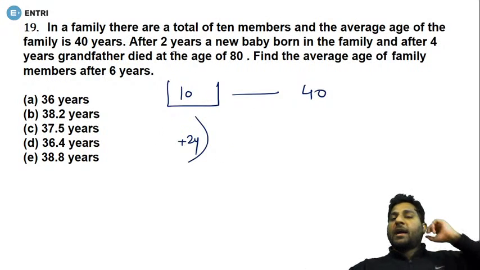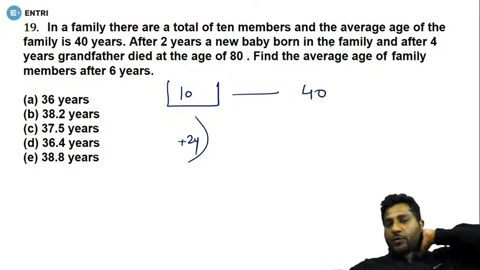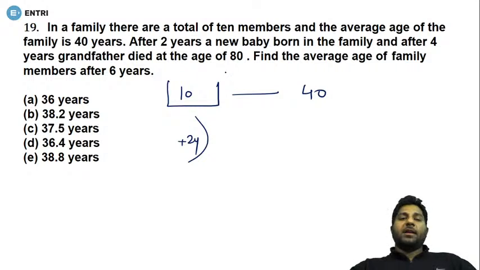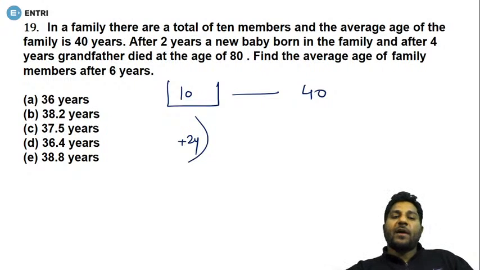After 2 years, a new baby is born in the family, and after 4 years, the grandfather dies at the age of 80. Find the average age of the family members after 6 years. So tell me how you are going to solve this one. Come on. Look at this. The total age of the family was 400.